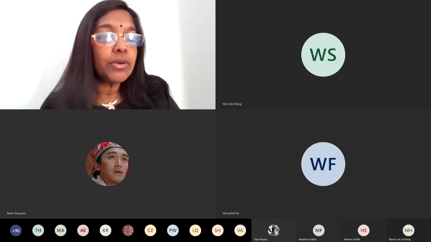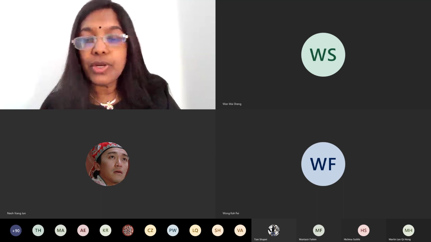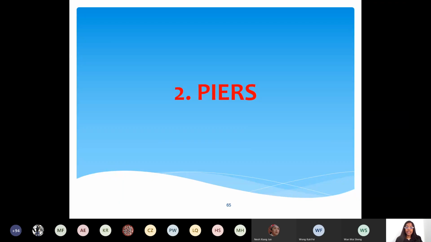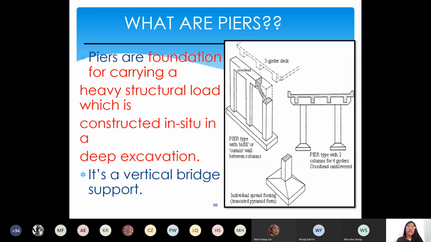Okay, let me continue with this. Few more only, and then we move on to types of formwork. So for piles, now piers, there are videos, all interesting, and you can watch them to see the variations between piles, piers, and caissons.